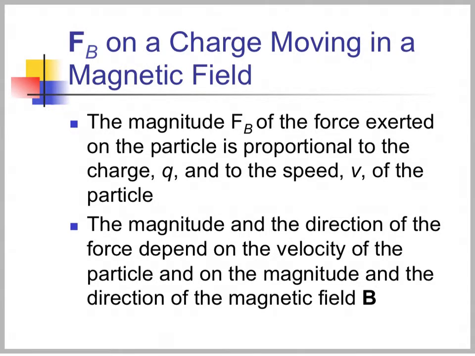So the magnetic force that is exerted on a particle is proportional to the charge of the particle and to the speed of the particle. And the magnitude and direction of the force depend on the velocity of the particle and the magnitude and direction of the magnetic field B.